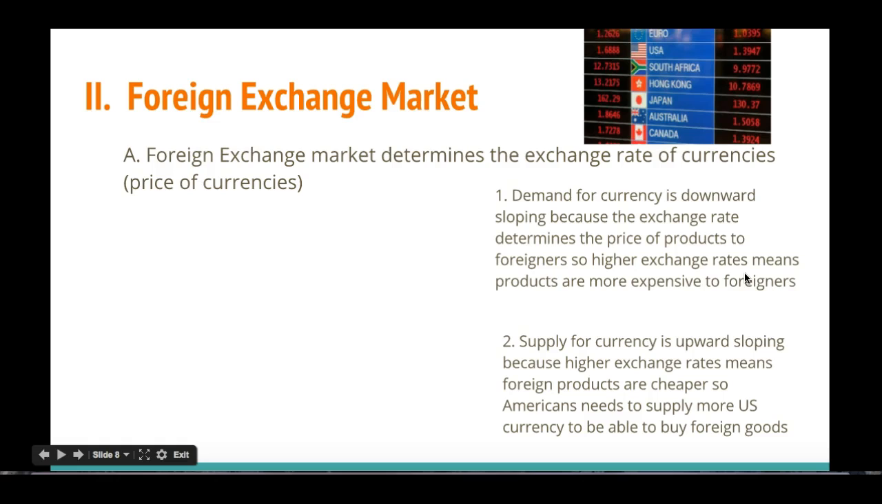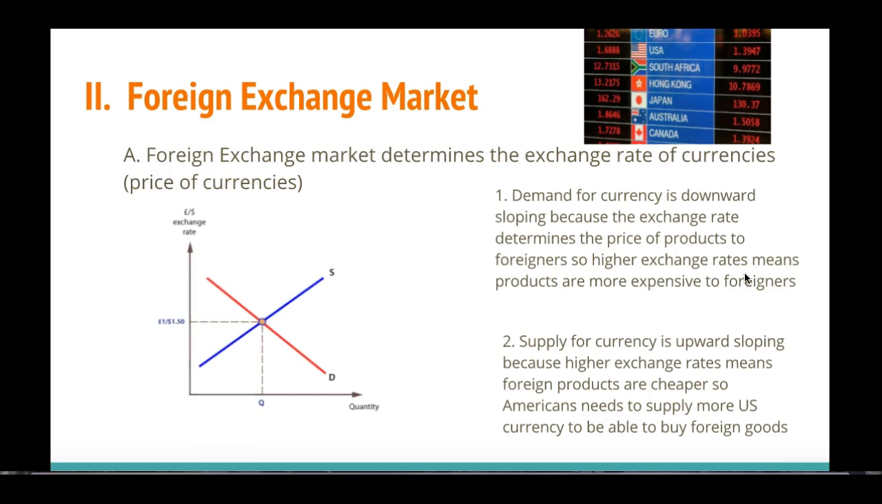With supply, the supply of currency is upward sloping because the higher the exchange rate, it means that, for example, foreign products are cheaper, so Americans supply more US currency to be able to buy those foreign goods. So for example, let's say this is a graph of the exchange rate of the euro versus the US dollar. Okay, so this, by the way, is the quantity of US dollars. And this is the euro for the US dollar.